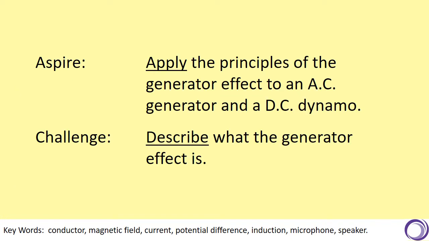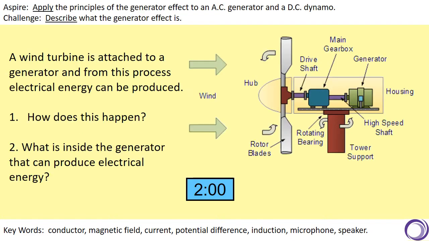Our outcomes then. First, we need to describe what the generator effect is. We had the motor effect last lesson, and this is linked to it. It's essentially the same physics for both. And also then to apply the principles of the generator effect to an AC generator and a DC dynamo. We've got a couple of other applications as well towards the end of the lesson.